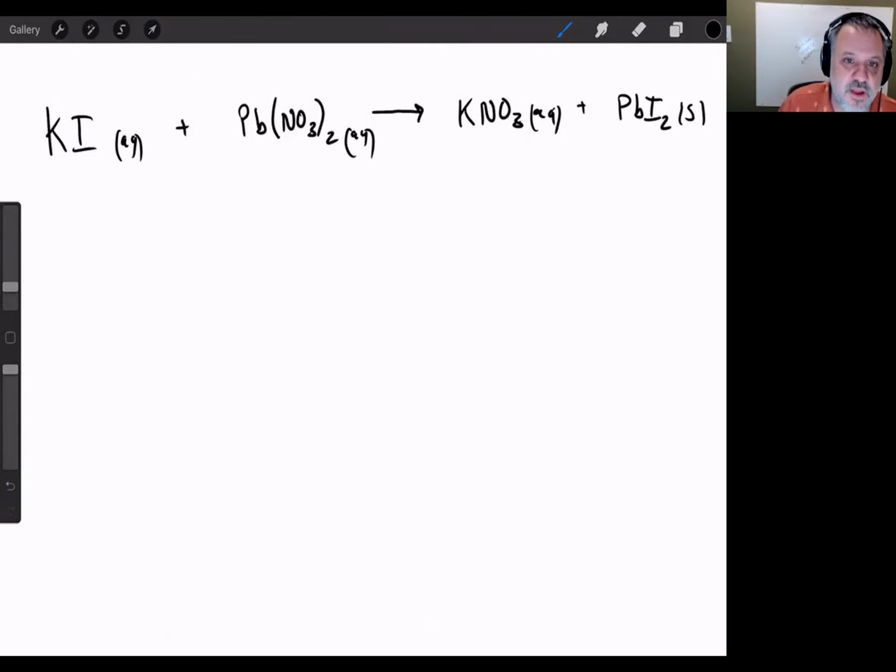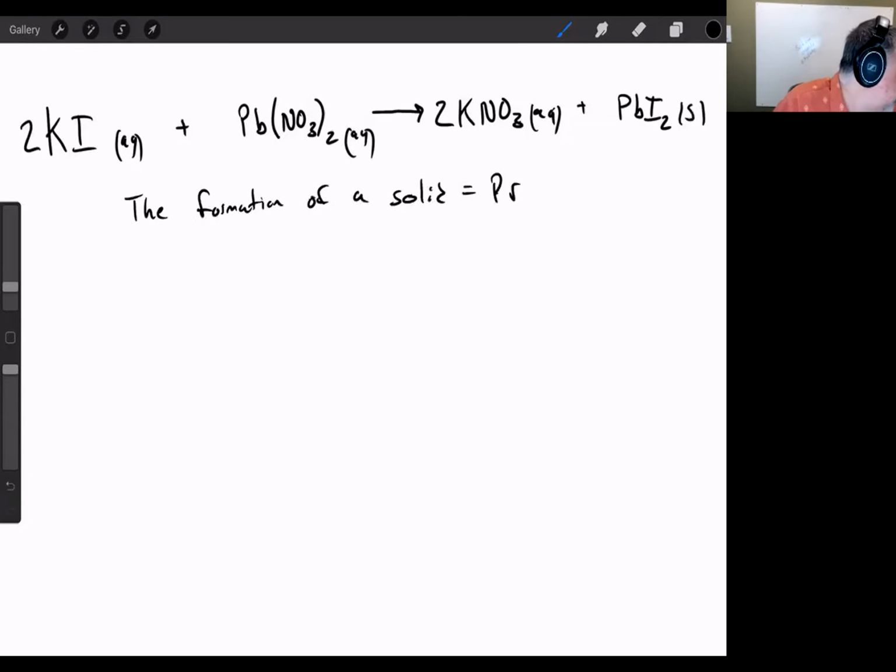Now that I've written the equation down, let's balance it. So I need 2 iodides and I need 2 potassiums and 2 nitrates. And now I'm balanced. The formation of a solid is called a precipitation reaction.